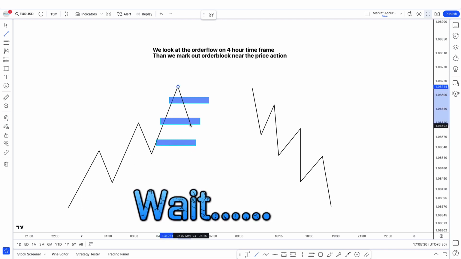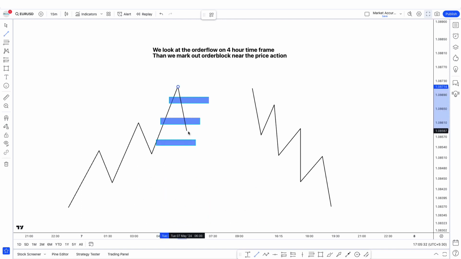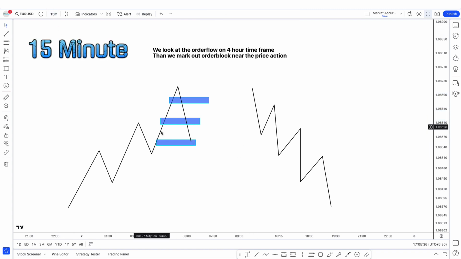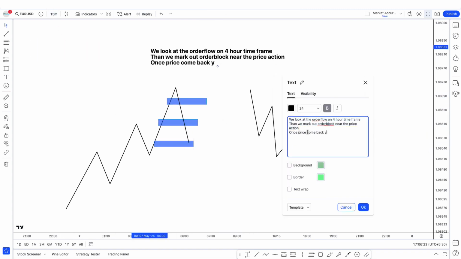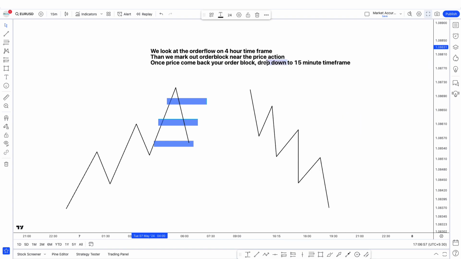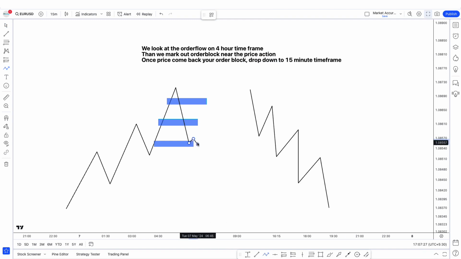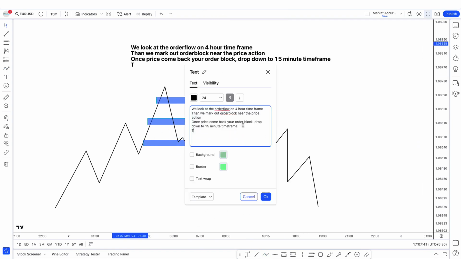You have to wait. Once price comes back into your order block, so let's say price comes back here, you want to drop down to the 15-minute time frame. Then look for a market structure shift on the 15 minute time frame during kill zone hours. The kill zone hours are 2 a.m. to 5 a.m. You can basically look till 6 o'clock, but I prefer 5 o'clock. So 5 a.m. New York time.